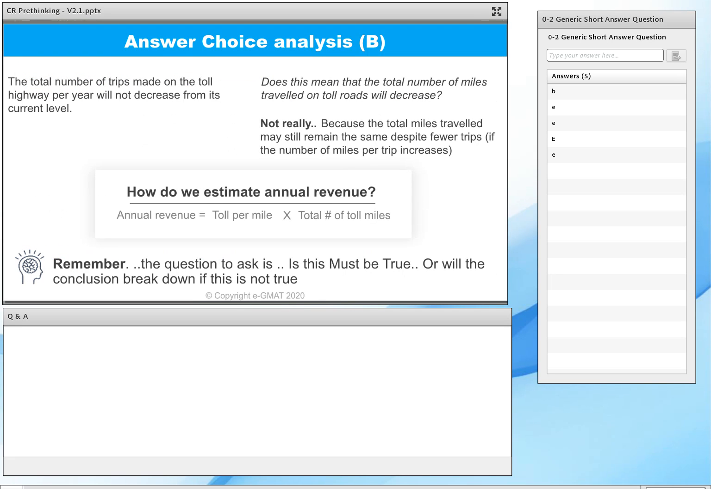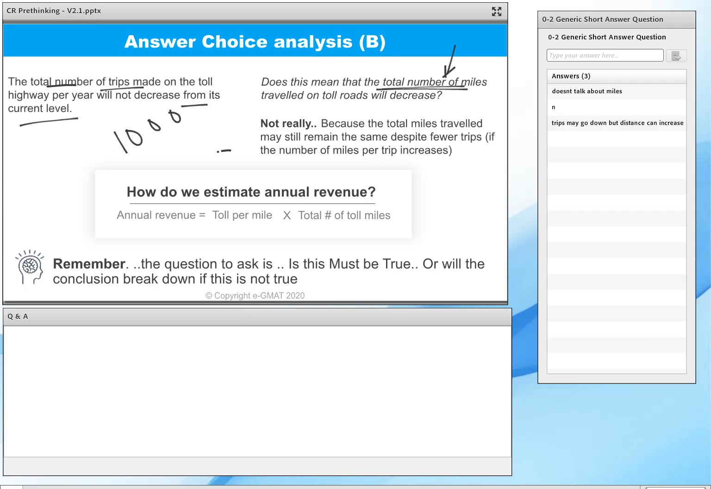Okay, and that's where the must be true aspect is. So let's talk about choice B and why choice B is wrong. What does choice B say? Choice B says the total number of trips made on the toll highway will not decrease from its current level. Why is choice B wrong? If the total number of trips goes down, can I say with 100% certainty that the total number of miles will go down? No. Why? Let's say last year we had 1000 trips.